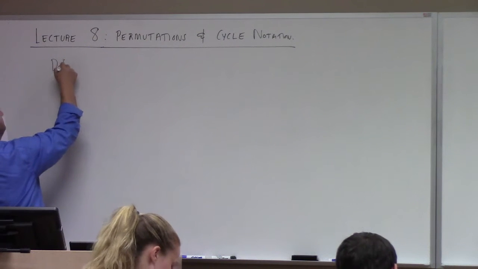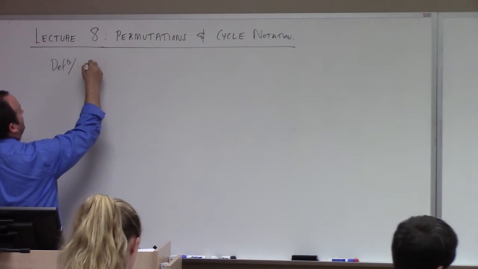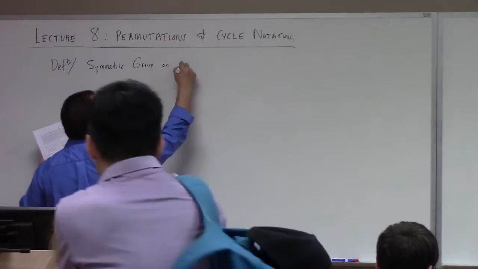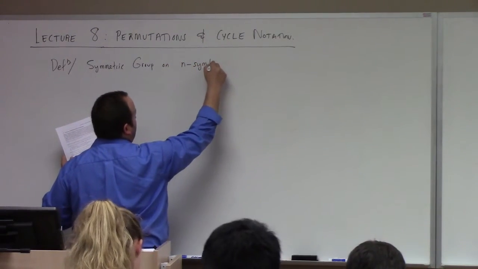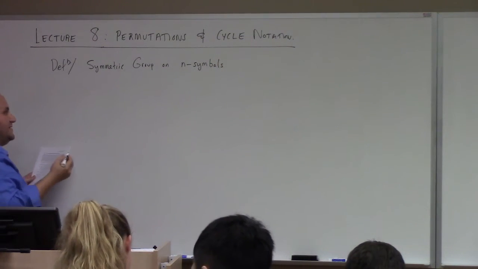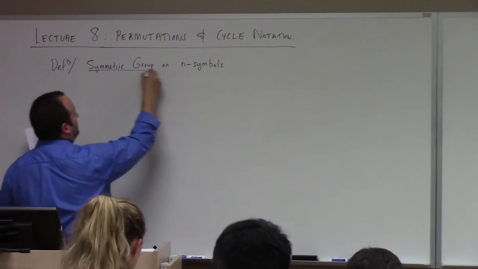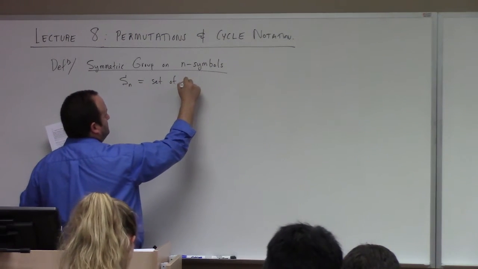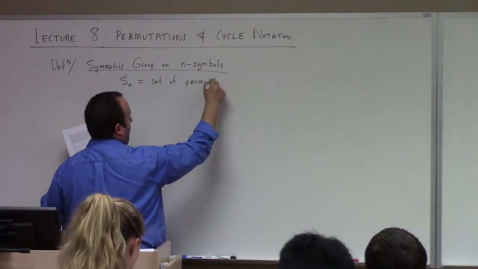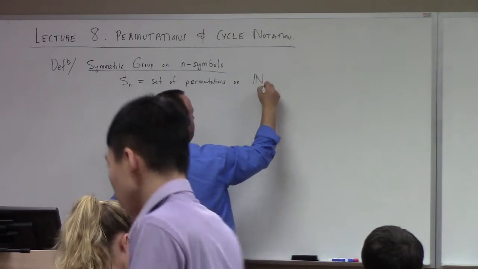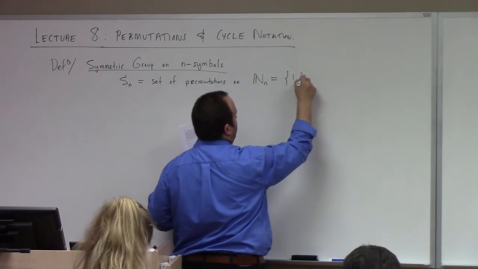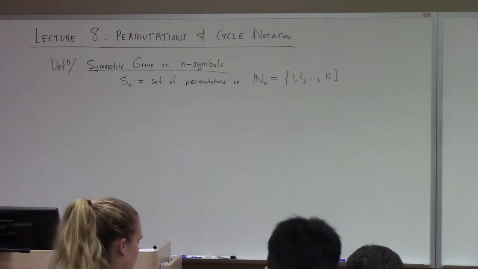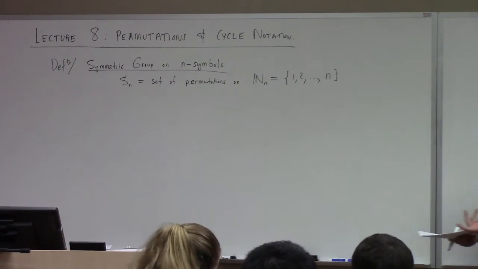So the definition here is the definition of what's known as the symmetric group on n symbols, or some people say a symmetric group on n letters. I typically call them symbols. But basically, it's the set of permutations. Use Sn. It's the set of permutations on n sub n. Now, n sub n is 1 to n. So what does that mean? What do I mean, set of permutations on n sub n?